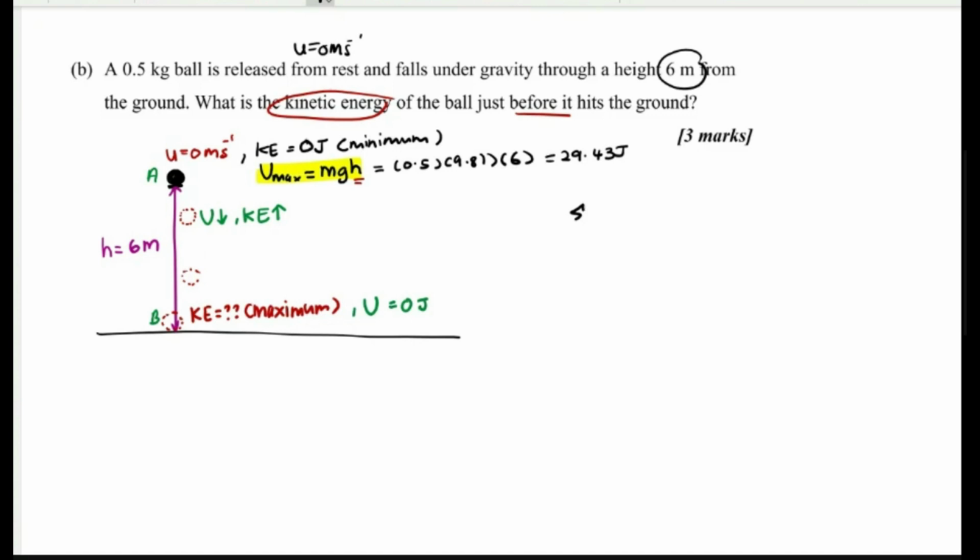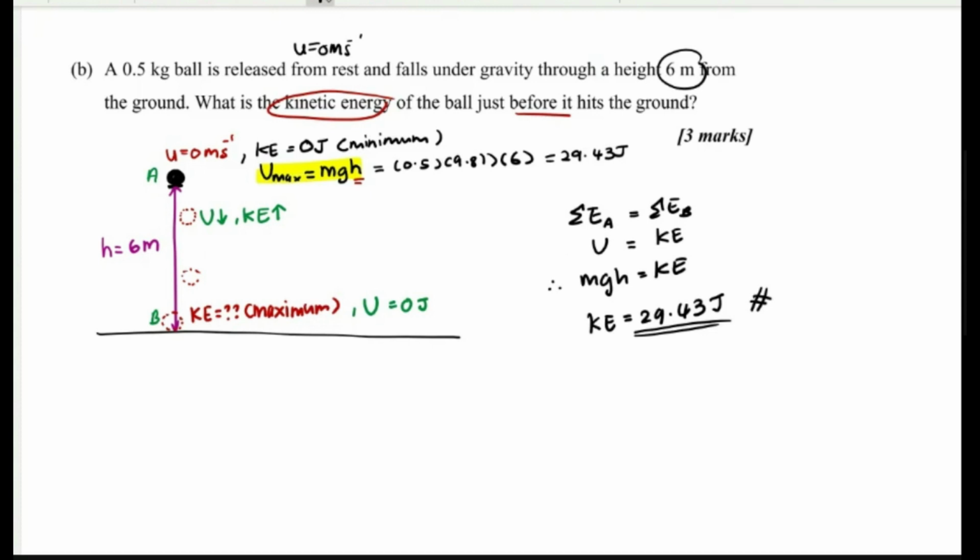Okay, so in this case, we're going to use conservation of energy, where total energy at point A is equal to total energy at point B. That means all the potential energy at point A will be converted to kinetic energy when it reaches point B. So mgh equals kinetic energy. The question asks us to calculate the kinetic energy. So the answer is what we already calculated above: 29.43 Joule. So that is the answer.